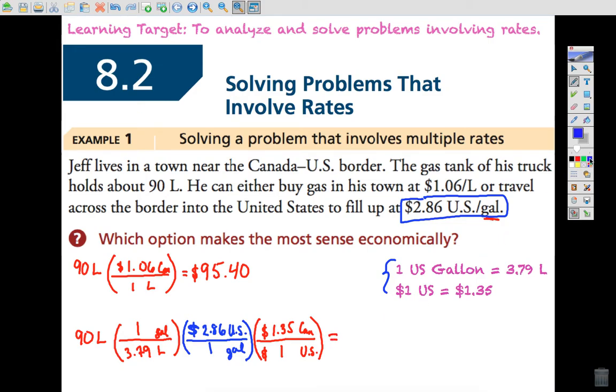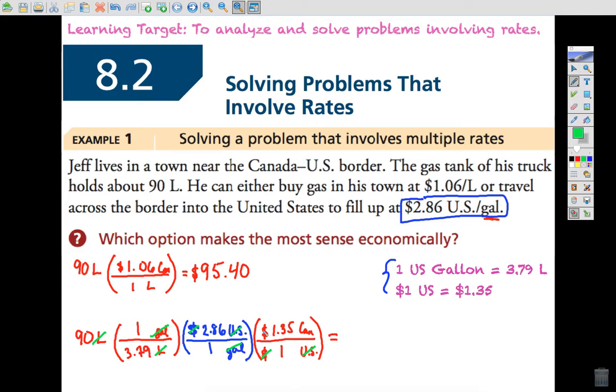Just to be clear, if you chase the units through this thing, you'll see what we've done. We started with liters. I put a liter conversion factor on the bottom so that my liters will leave. I'm now left with gallons. I then set up a conversion factor that's going to get rid of my gallons and leave me with US dollars. I then set up another conversion factor to get rid of my US dollars and leave me with Canadian dollars. So in the end, what am I coming out with here? I'm coming out with how much it would cost me to fill up in the US, but I'm changing it to Canadian money.